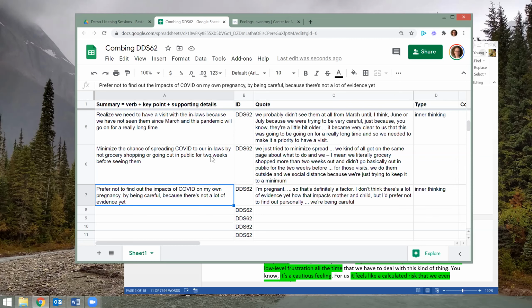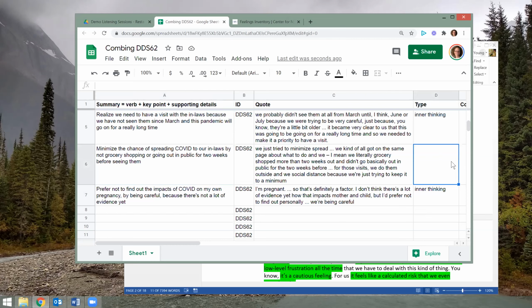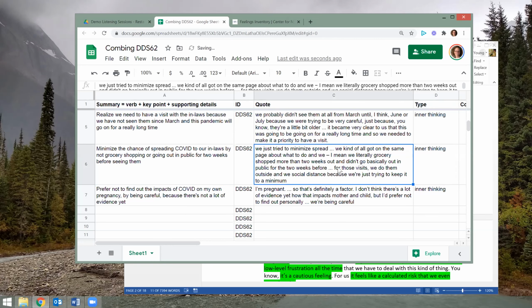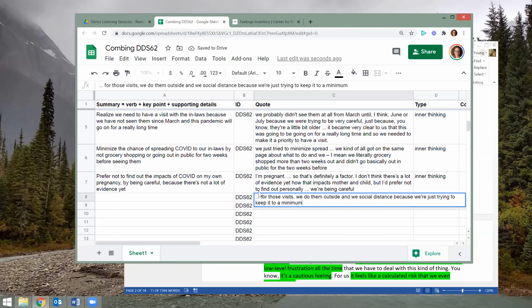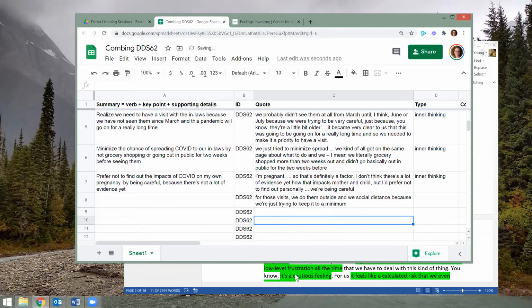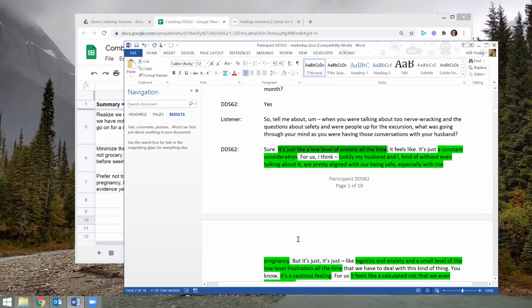So here is our inner thinking. What are we going to do with that last little snippet? For those visits, we do try to keep them outside and we social distance. That might actually go to another row because it's not part of the supporting detail. So what I'm going to do is stick it here and let it hang out for a bit. Might come back to it.